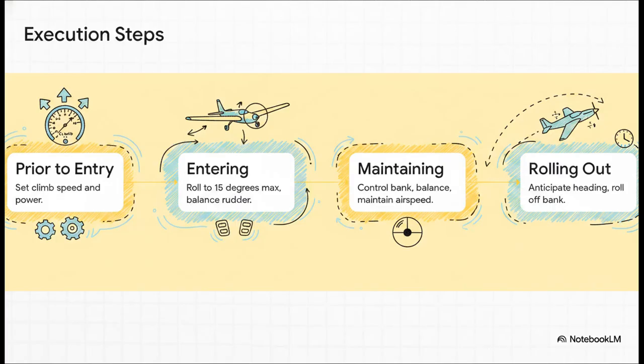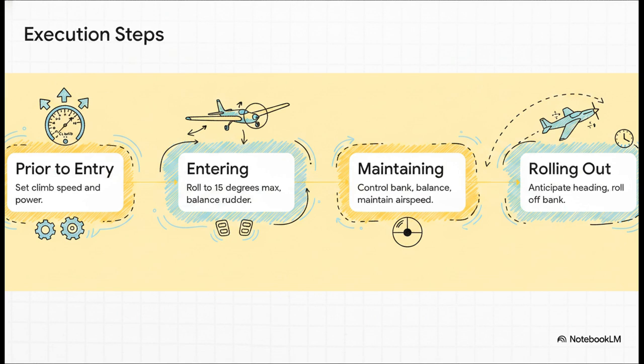Step 1. Prior to entry, make sure your climb speed is perfectly dialed in, your climb power is set, and the aircraft is nicely trimmed. Look outside and pick a physical point for your rollout reference. Step 2, Entering. Smoothly roll into the turn, but cap it right at that 15-degree maximum. Step on the rudder so that the balance ball stays perfectly centered, drop the nose just a hair to hold your airspeed, and then add a touch of back pressure to guide the nose through the turn.